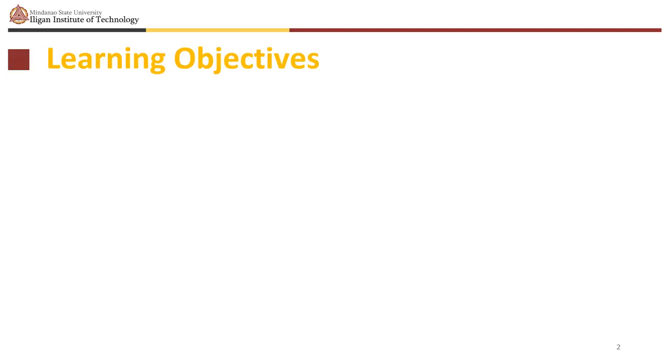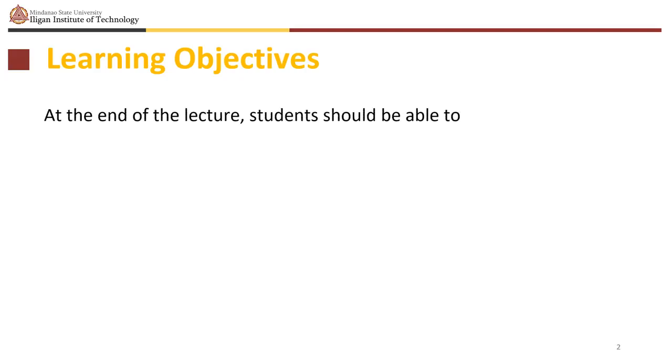Our learning objectives are as follows. At the end of the lecture, students should be able to solve systems of linear equations in three unknowns and identify inconsistent systems of equations containing three variables.